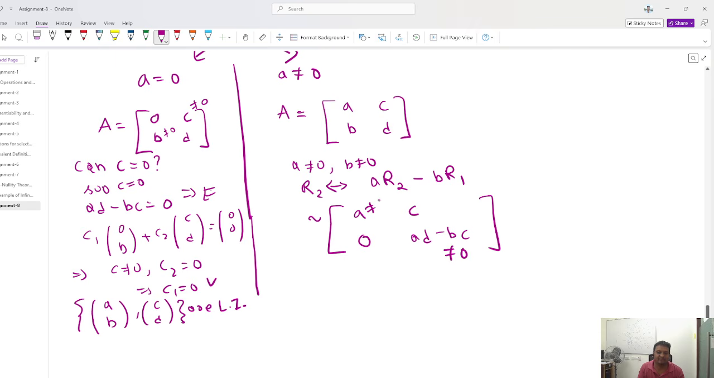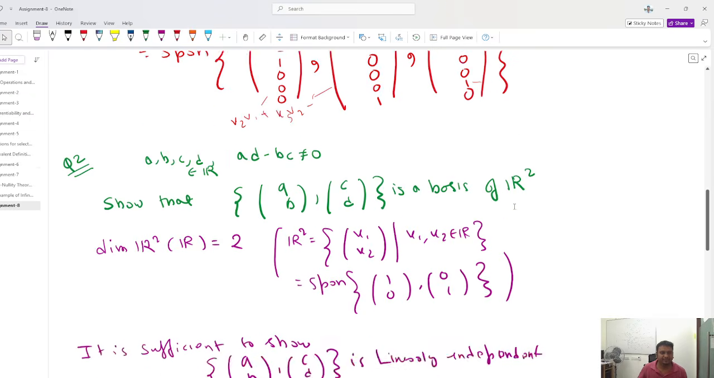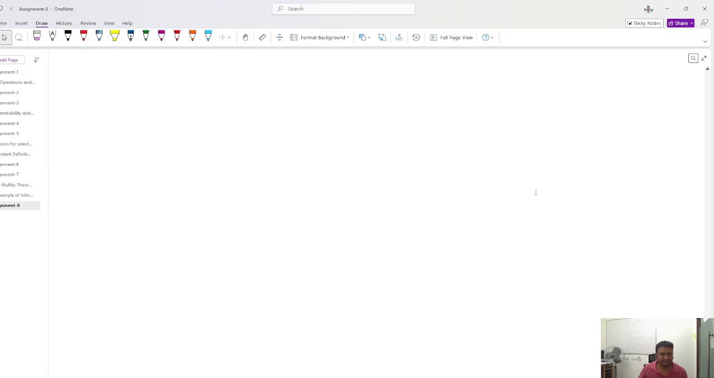Rank is again 2, right? Two pivots. So this implies AB, comma CD, these are linearly independent. Sorry for writing LI, I am lazy, writing it fully. Okay, so let us proceed to the next problem. So I hope you understood this.